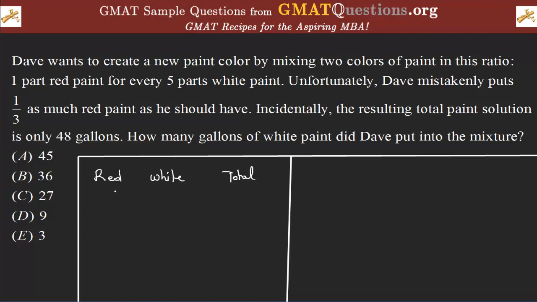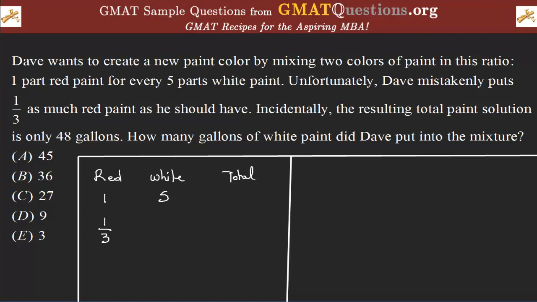But here that's okay. So initially, what we should have is 1 part red for 5 parts white. However, Dave made a mistake, so I will not be writing here the total corresponding to these two ratios, because a mistake was made. Instead, I'm going to take into account the mistake that Dave made while putting the red paint. We are told that Dave mistakenly puts 1/3 as much red paint as he should have. We have 1 here, we should have 1, but he put 1/3 as much. So all we have to do is divide this 1 by 3 and put 1/3. That's what it means to say 1/3 as much red paint.